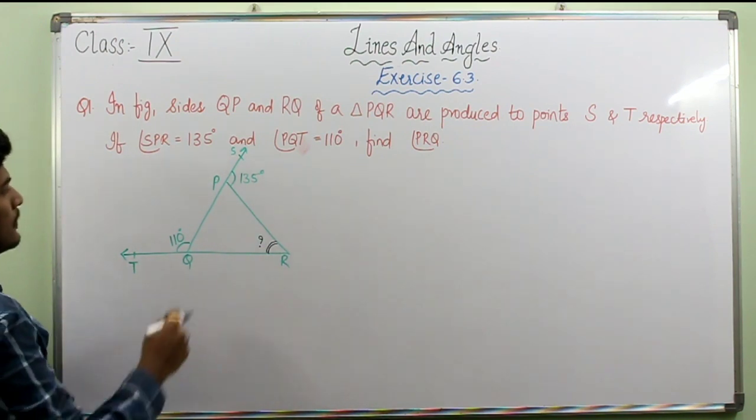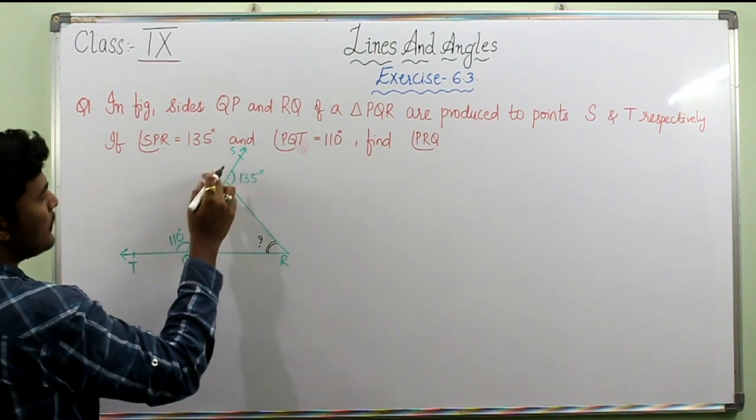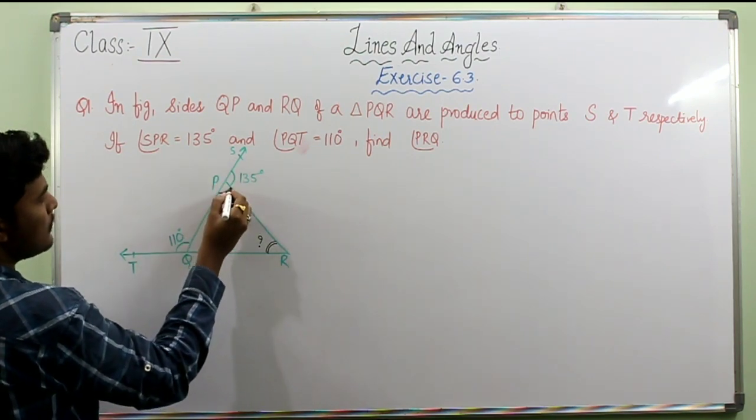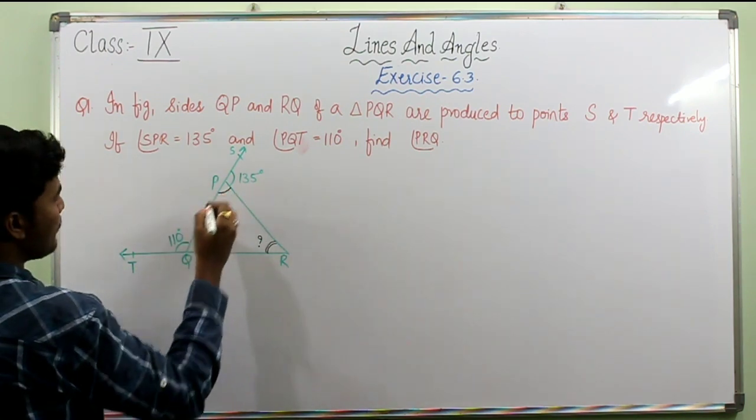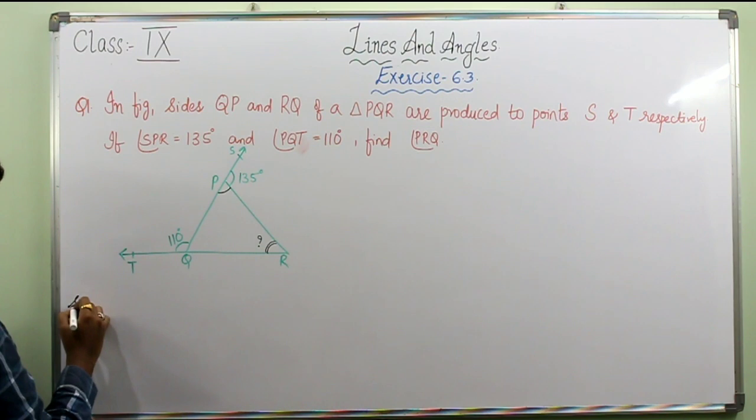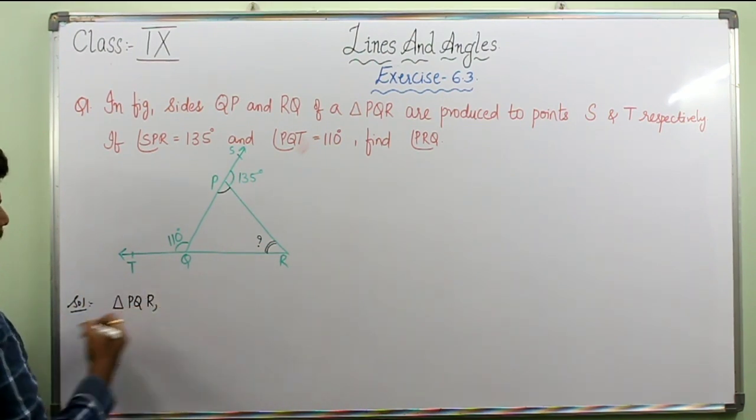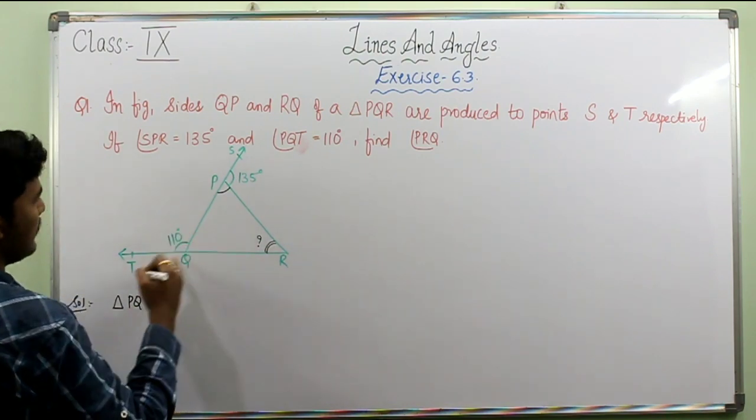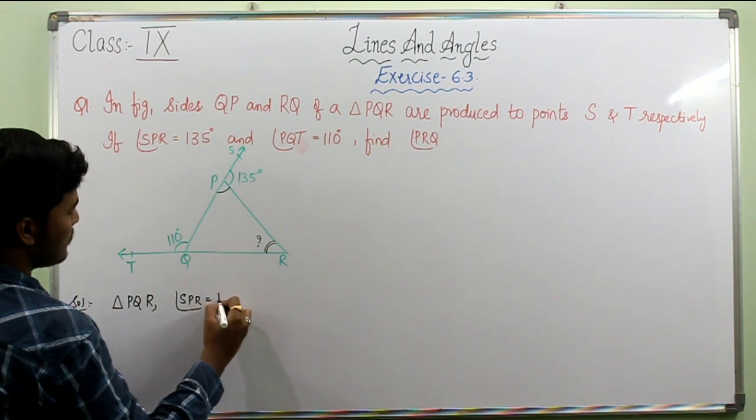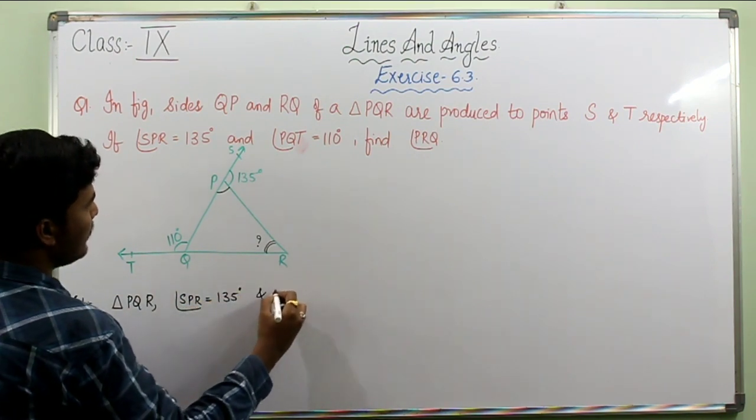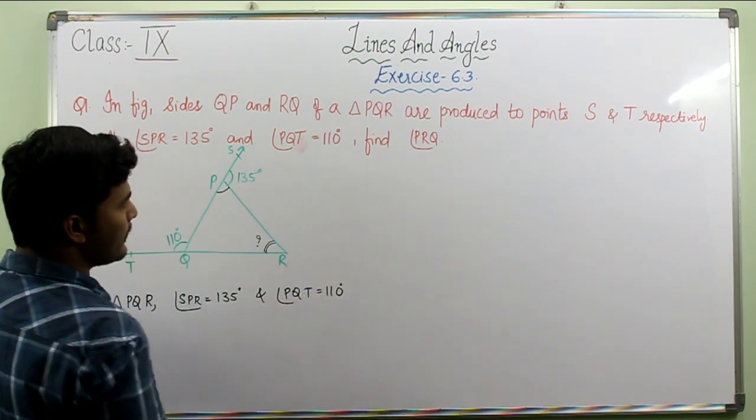Okay, for that, see here, this SQ is a straight line, right? It is forming a linear pair here, right? So what we can write there, first the solution what we will write is, in triangle PQR, we have in that what are given to us, SPR is equal to 135 degrees and PQT is equal to 110 degrees.